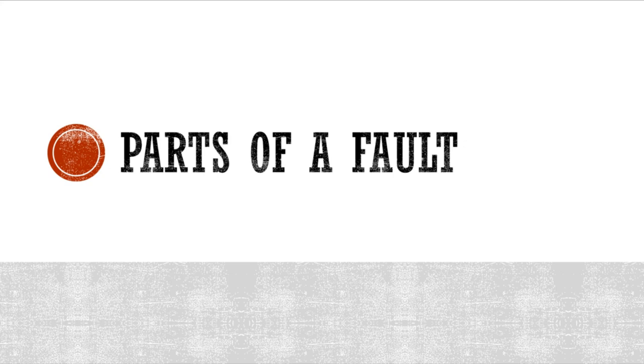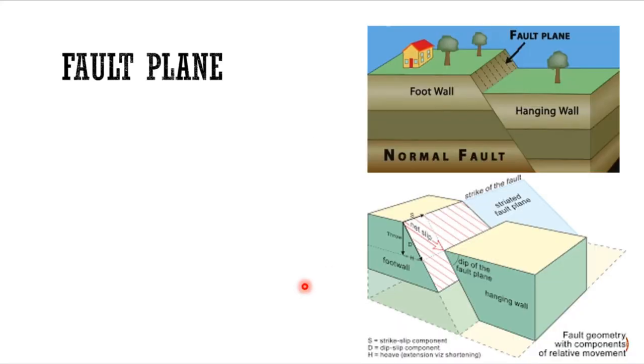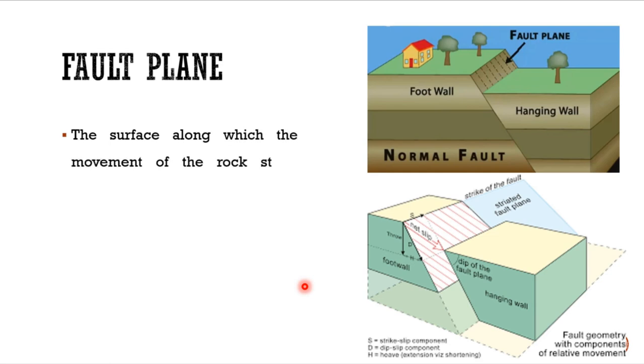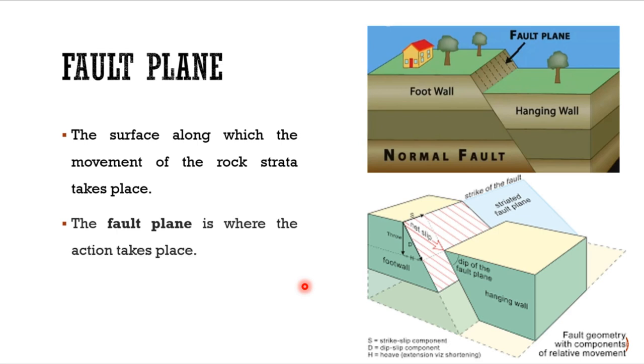Parts of a fault. First one is a fault plane. The fault plane is the surface along which the movement of the rock strata takes place. In simple words, the fault plane is where the action takes place. Look at these two diagrams, and this is the place or the surface along which the movement of the rock takes place. So this area is known as the fault plane.